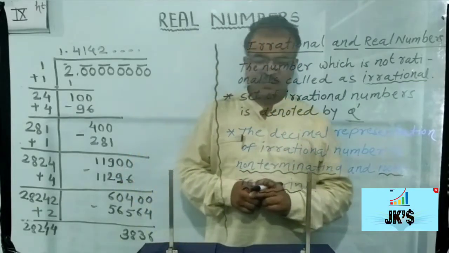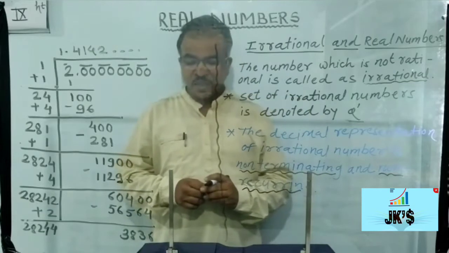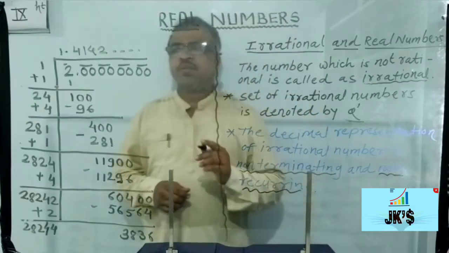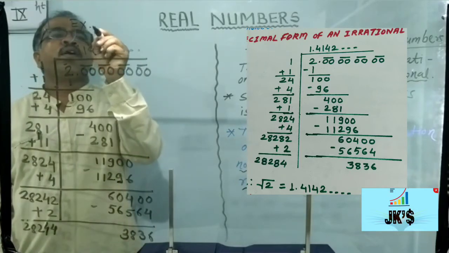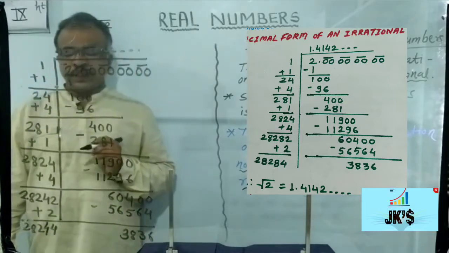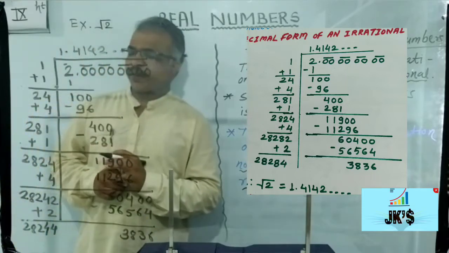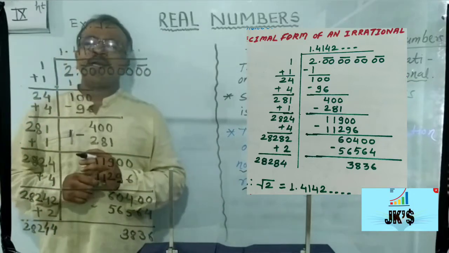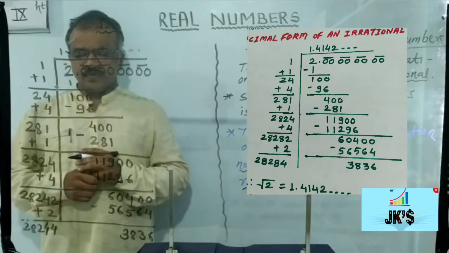Now, how can we represent the decimal form of an irrational number? For that, we consider the example of the square root of 2. In 8th standard, we studied the division method for finding the square root of a given number. The same method is used here to find the decimal form, that is, the square root of 2.